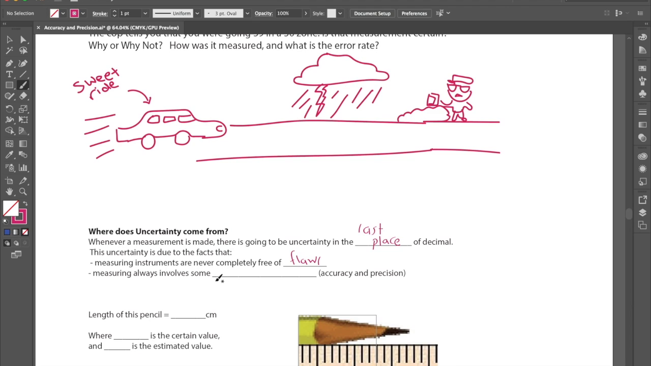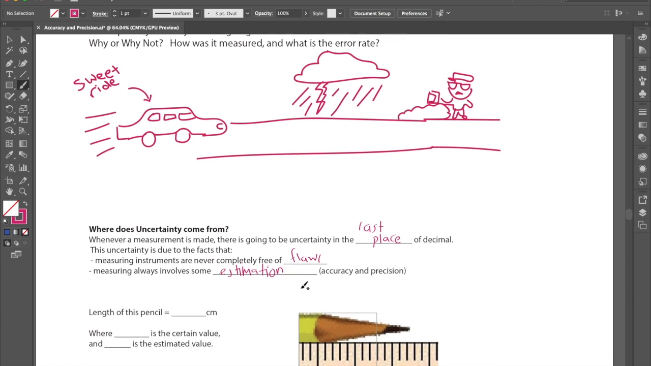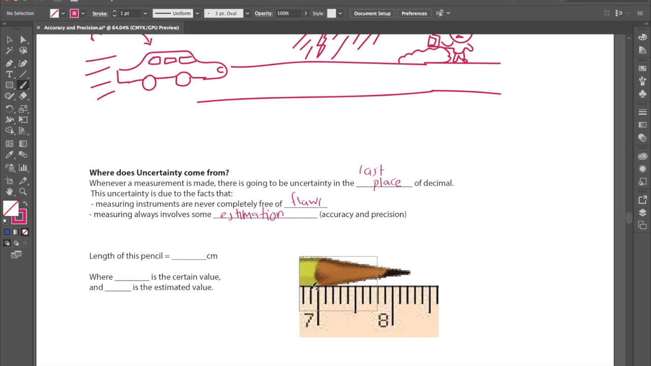Number two is that measuring with our own senses always involves some sort of estimation. And even measuring with tools still forces us to do some estimation. So for example, let's take a look at this pencil right below here, and let's say we're measuring the length of this pencil. We can tell right from here that this pencil is at least 8 centimeters because it's pretty clearly over that 8 centimeter mark. Now it's not quite 9, so we can say with certainty that this pencil is 8 centimeters and a bit.